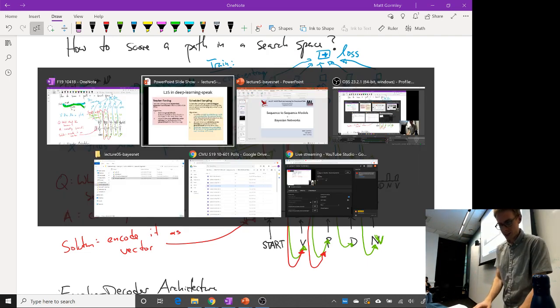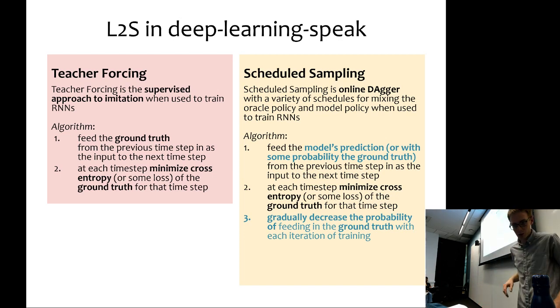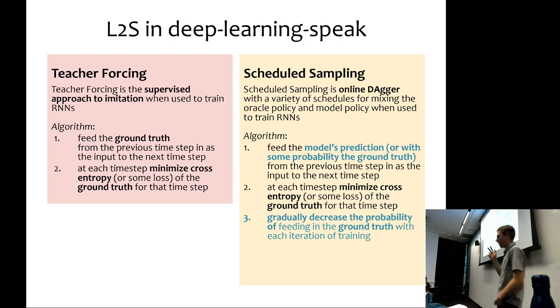So there's one last detail that I have to leave you with, so I'm going to run 2 more minutes over. So there's two training algorithms that you should know. One is called teacher forcing, and teacher forcing is really just the neural net deep learning way of saying supervised approach to imitation learning. And so the approach on recurrent neural nets is you feed the ground truth from the previous time step in as the input to the next time step. And then at each time step, you're minimizing the cross entropy of the ground truth.